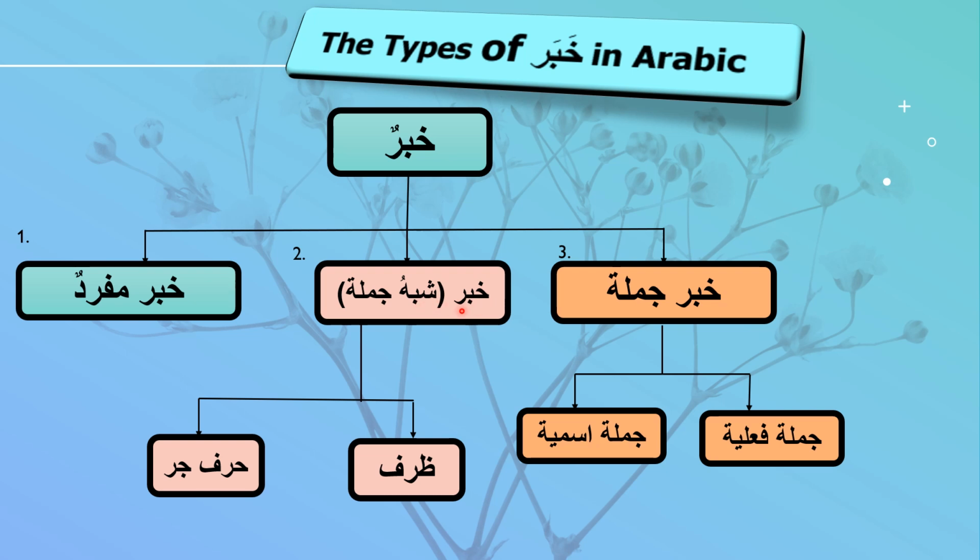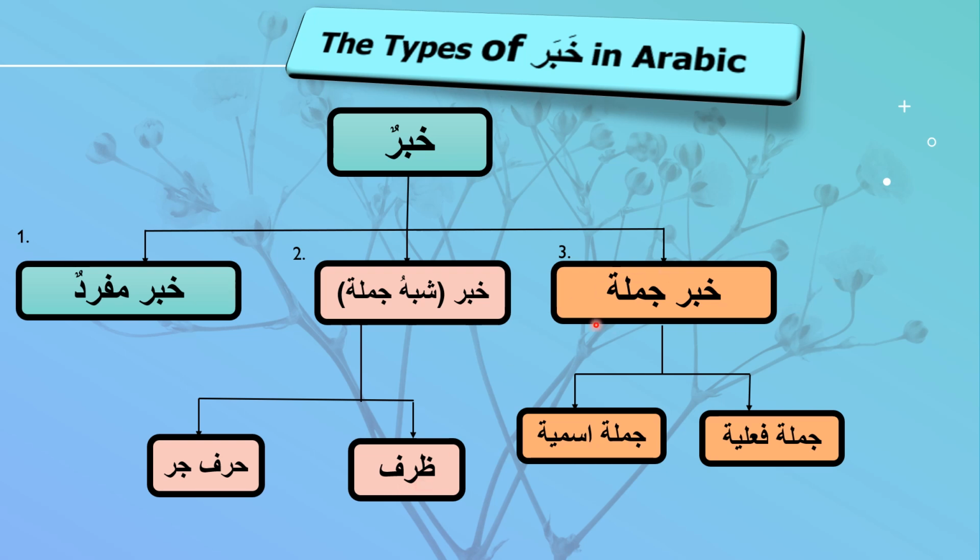And the second type of khabar is shibh jumla. And we will see that there is further division in shibh jumla. So what is the division? There are two types of shibh jumla. One starts with the harf jar. You will see a shibh jumla starting with a harf jar. The second type of shibh jumla you will see starting with a zarf.